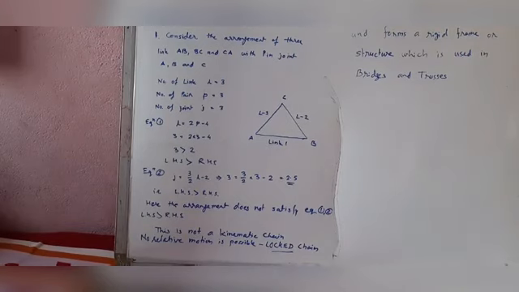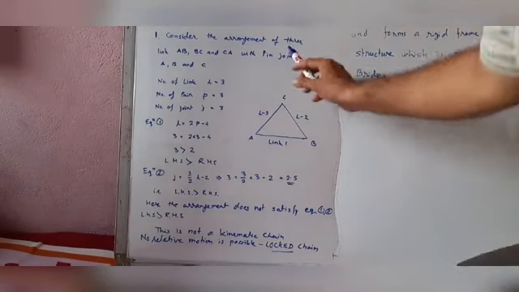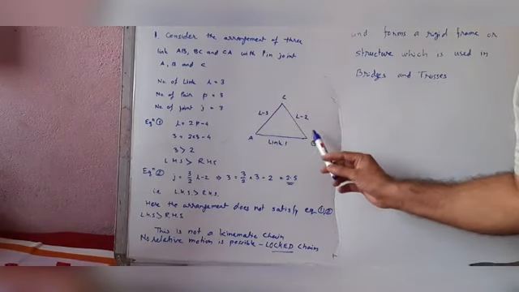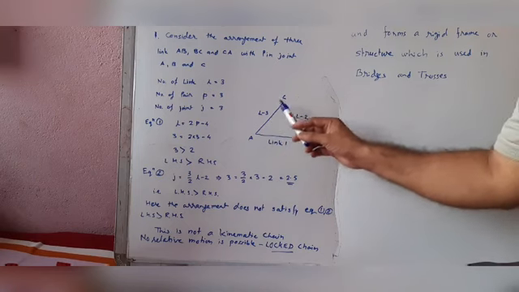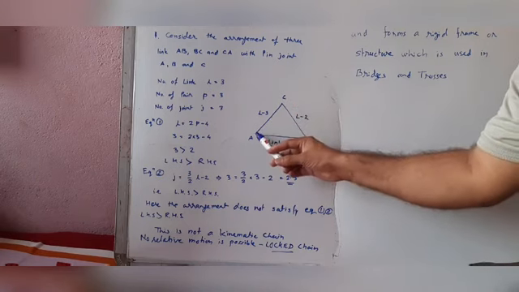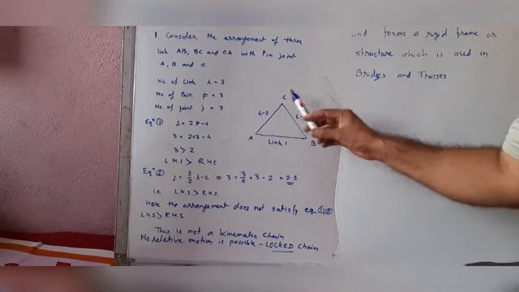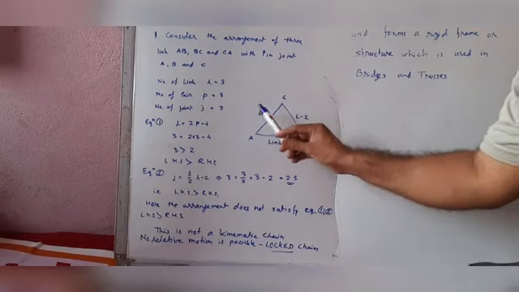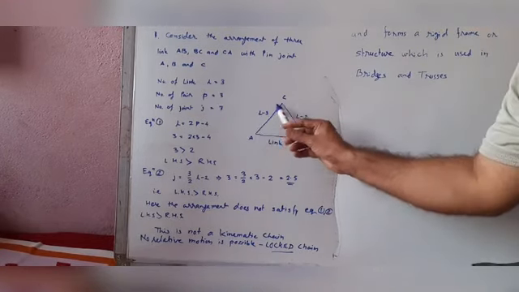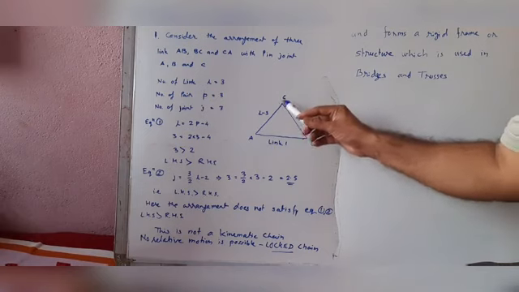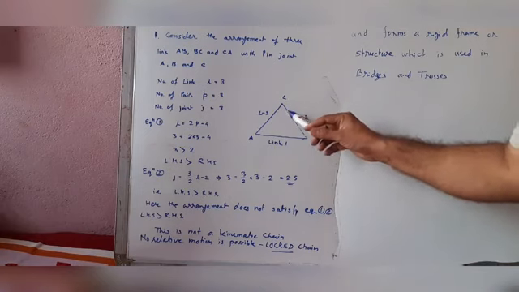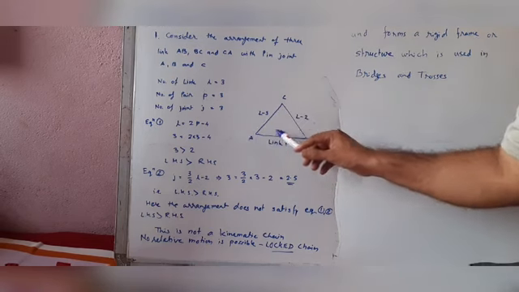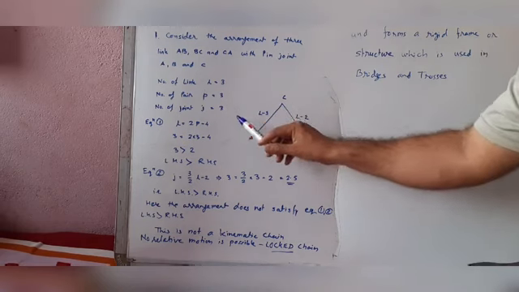Now, considering some examples, consider the arrangement of three links AB, BC and CA with pin joints A, B and C. The number of links is 3: 1, 2, 3. The number of pairs is 3: 1 pair, 2 pair and 3 pair. Pair means at least two members are there. The number of joints is A, B, C, 3 joints.